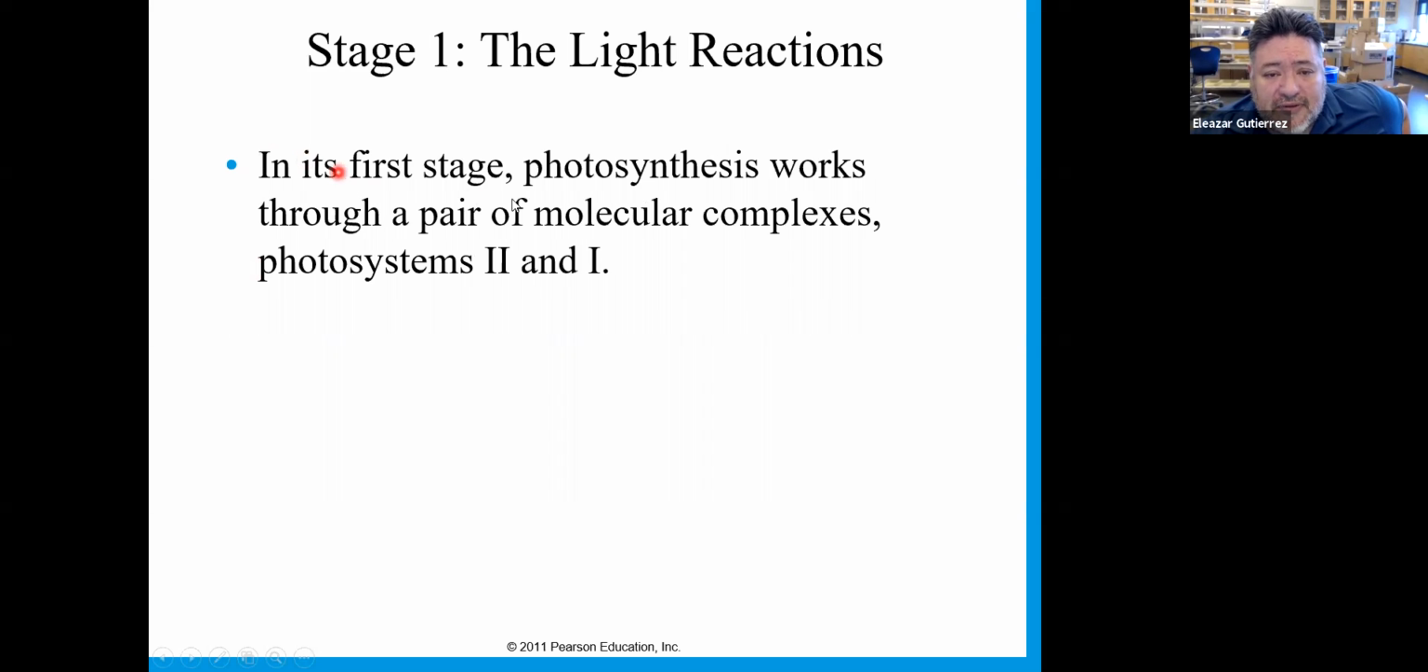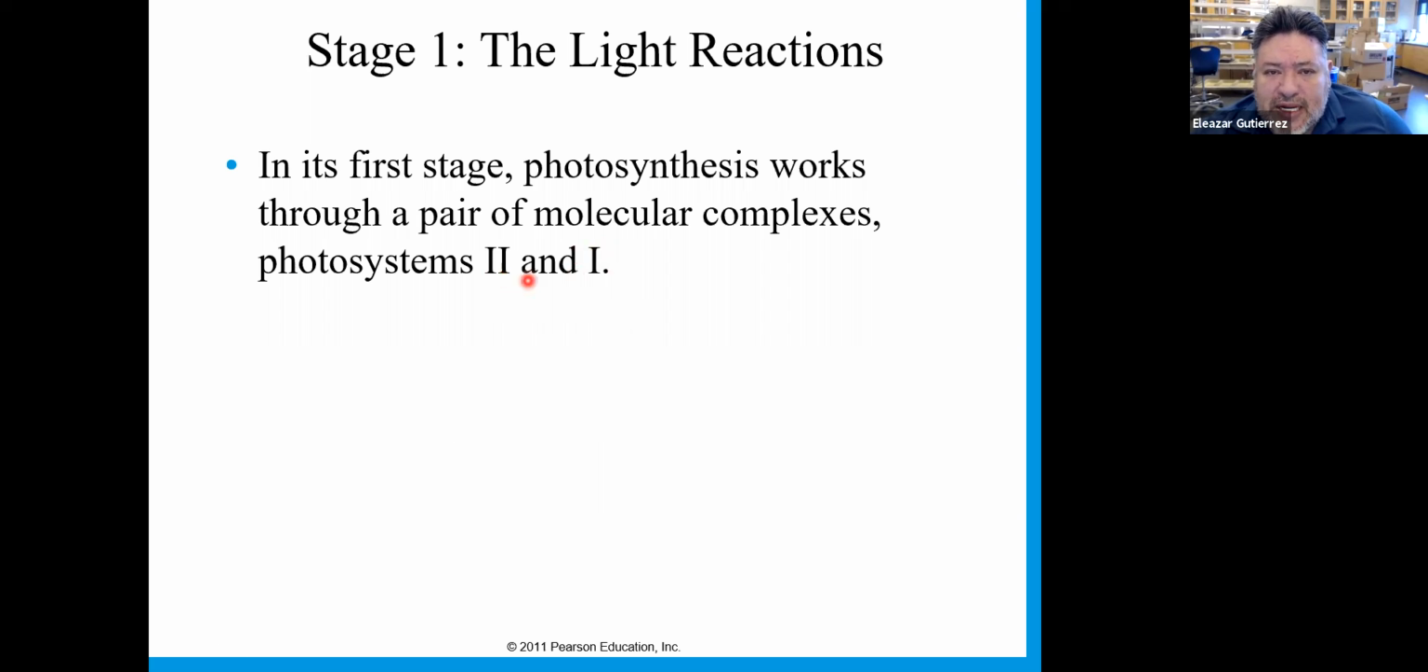Okay, in the first stage, photosynthesis works with a pair of molecular complexes called photosystem 2 and photosystem 1. Okay, this is a common point of confusion for students. Students want it to be photosystem 1 and then 2. It doesn't work that way.